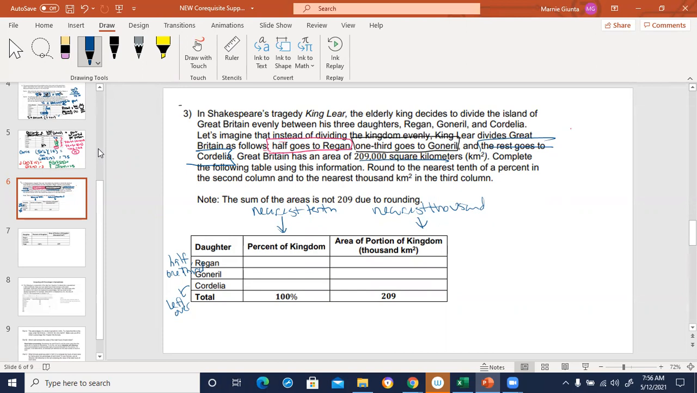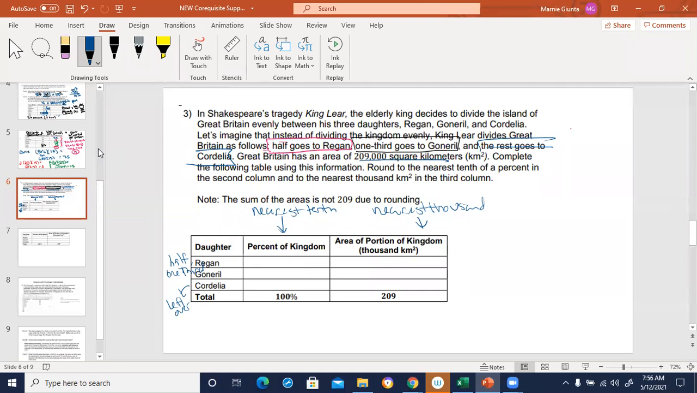So when we have Regan, he lists, so this is the organizing of the information that you've been provided, and tables work fabulously here. So you have the daughters, and there are 3 of them. The percent of the kingdom, you know the total percent of the kingdom is 100%, and he gave descriptions as to how he was going to split it up. And you know the total area of the land that they are splitting up is 209,000 square kilometers.